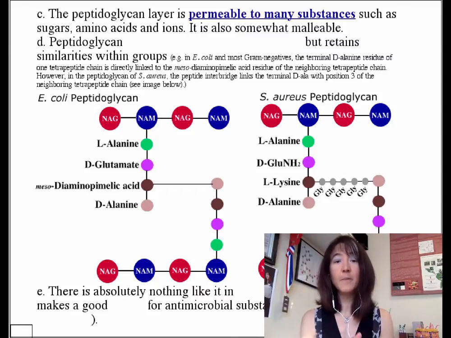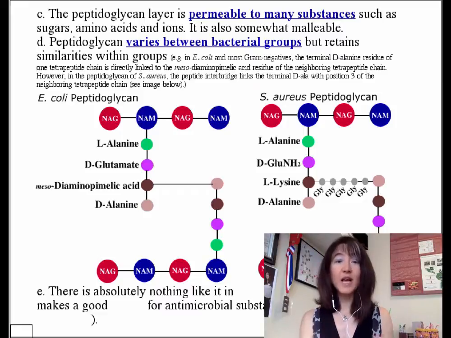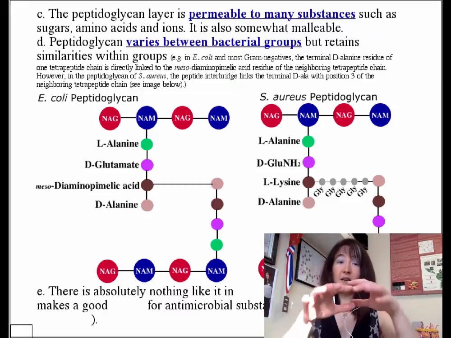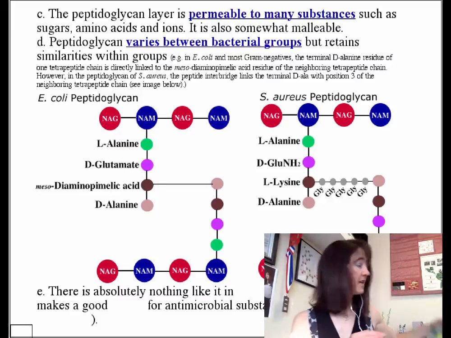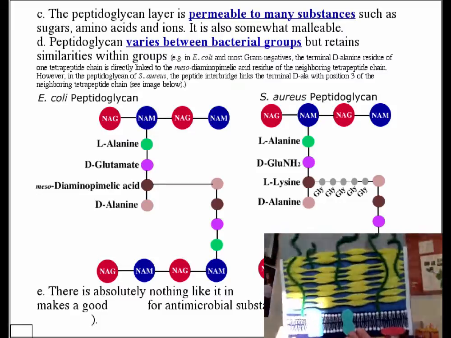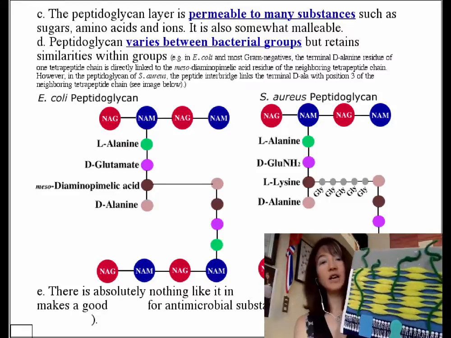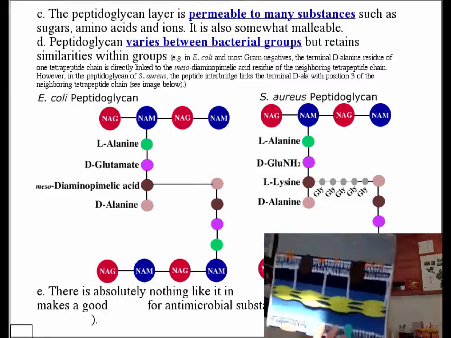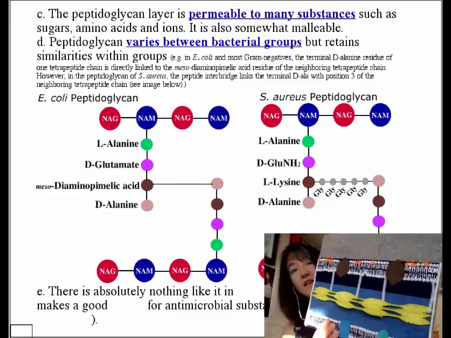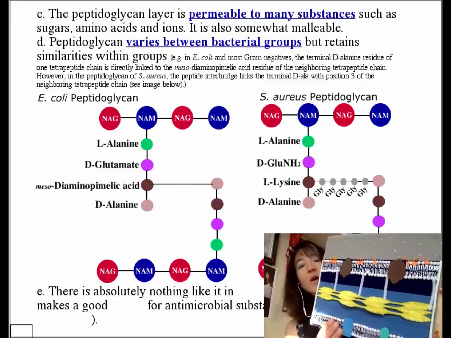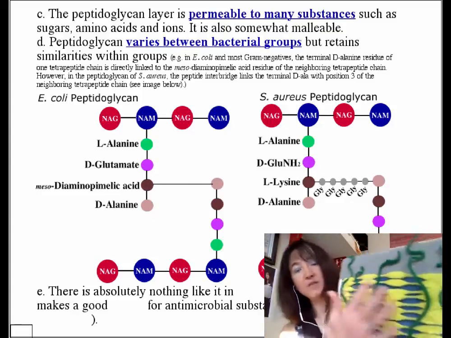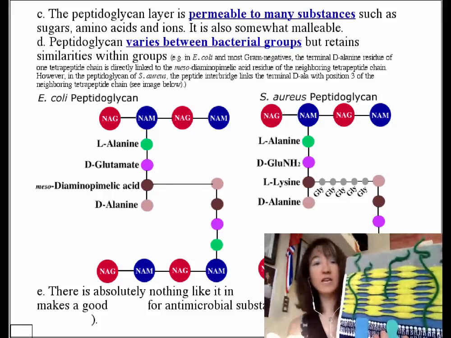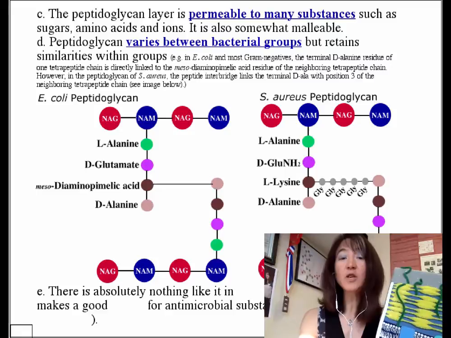Now recognize that peptidoglycan, while it is the same named structure across all bacterial cells, varies from one group to another. So for example, if we did assume that the gram-positive cell that we're showing in this model is Staphylococcus aureus, and we assumed that the gram-negative that we're showing in this model is E. coli, then we could make note that despite this being peptidoglycan and this being peptidoglycan, the nature of the peptidoglycan would vary just a little bit. And that's what I'm showing you in this picture.